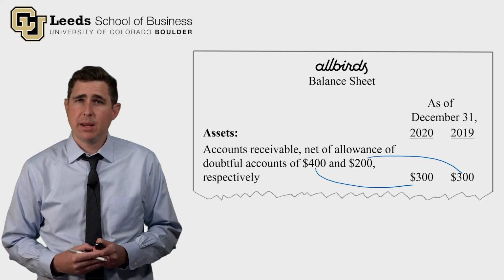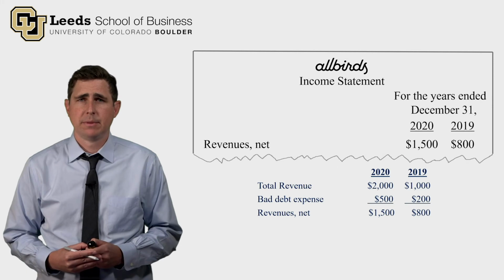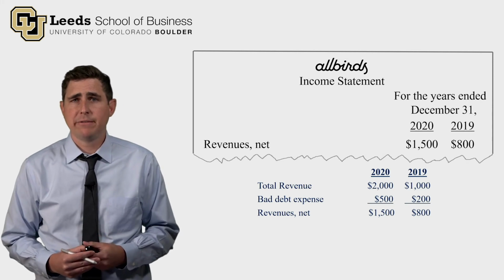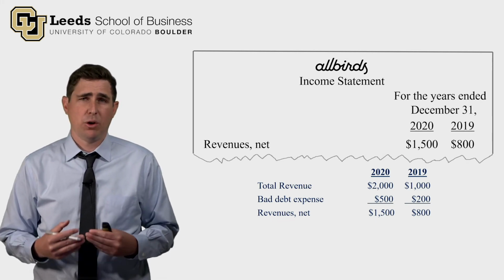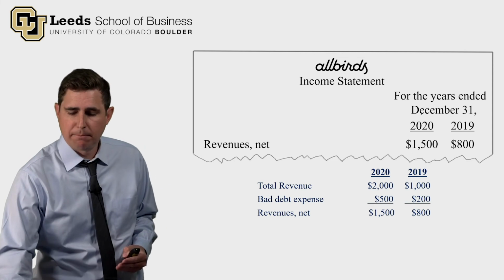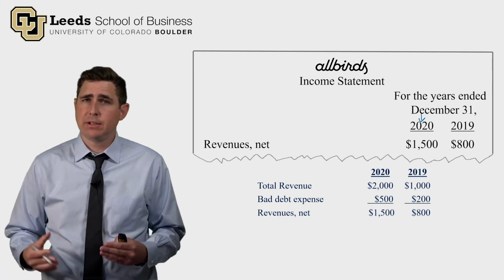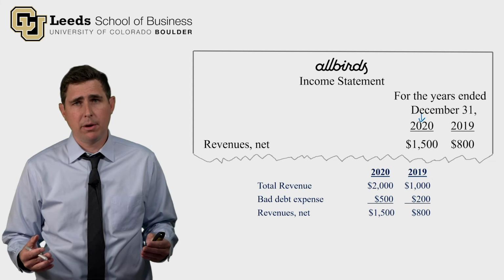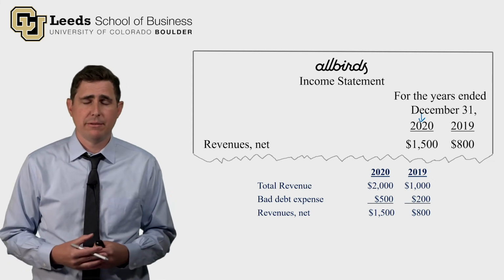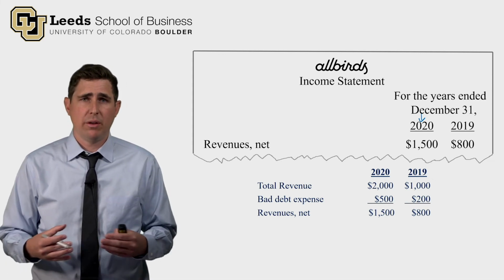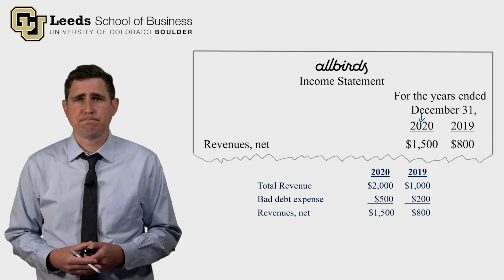And the income statement is also pretty straightforward. Here we're showing net revenues of $1,500. That's the total revenue, and that's 2020. So the net revenue is $1,500. It's total revenue. We sold 20 pairs of shoes. We had bad debt expense of $500. So the net revenues is $1,500.